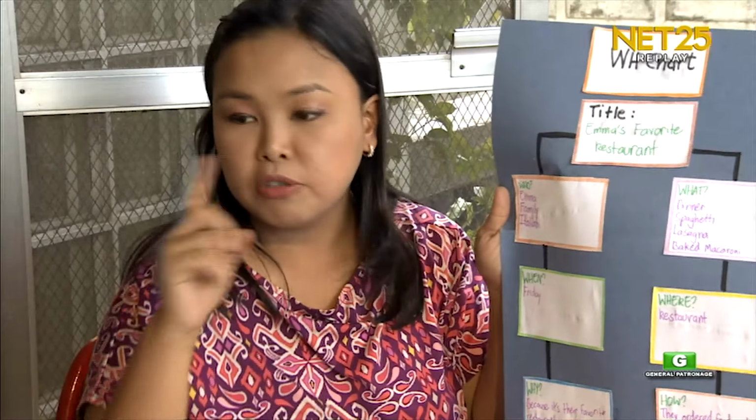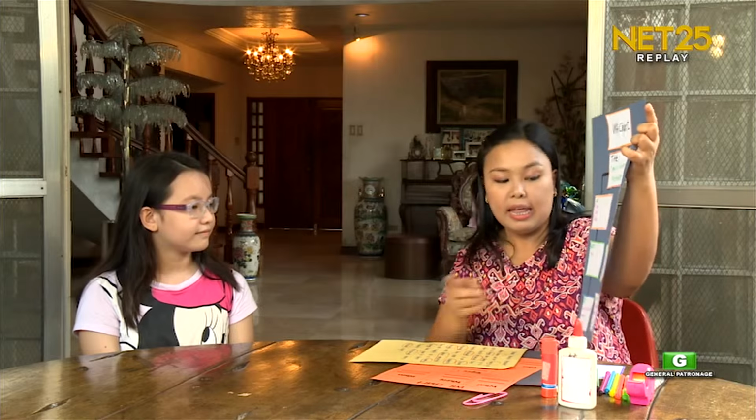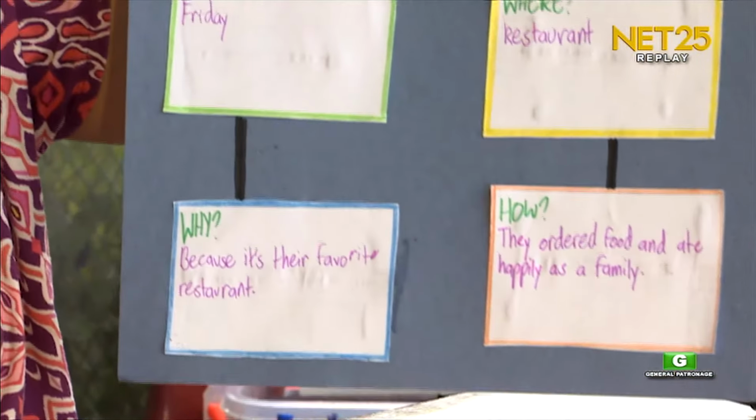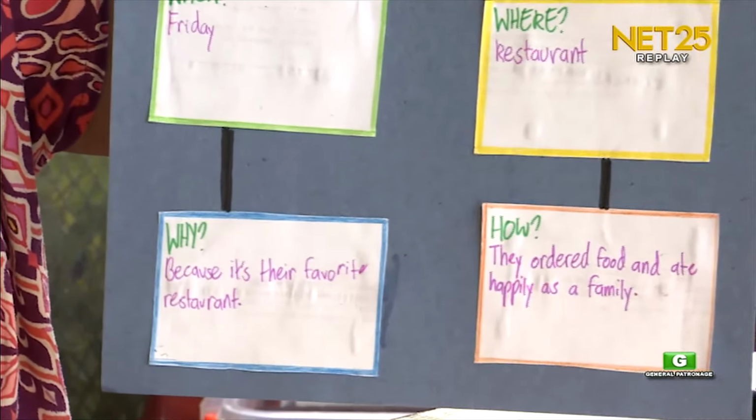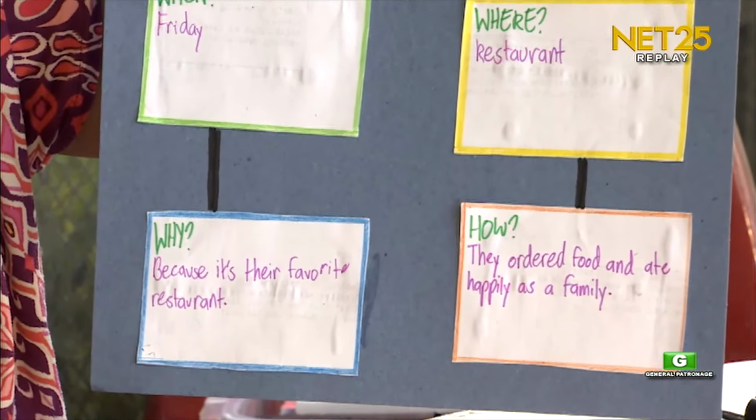All right, but in the sentence, you mentioned restaurant twice. Maybe you can just say the word restaurant once, okay? Just say it after the first one and then don't say it at the end anymore. Can you say the sentence again? Emma's family went to the restaurant because it's their favorite. That's correct. That's what we are going to put under why. And then, how about in how? What did you put there? They ordered food and ate happily as a family.